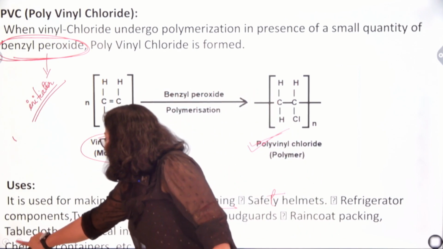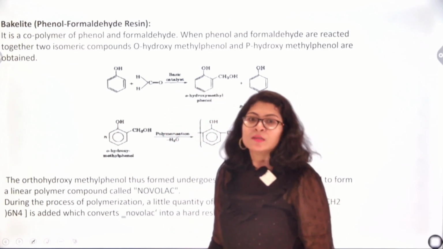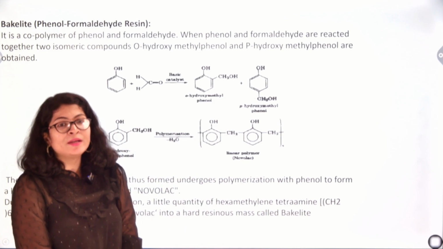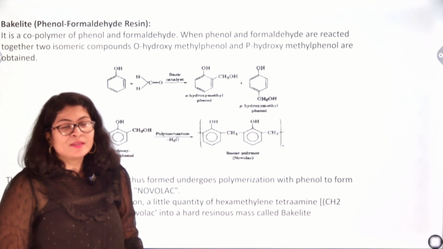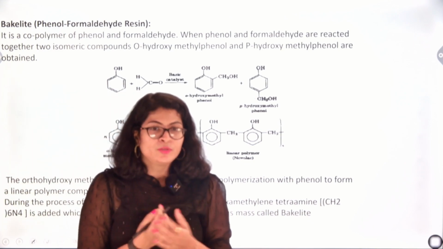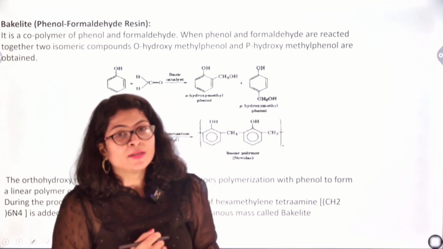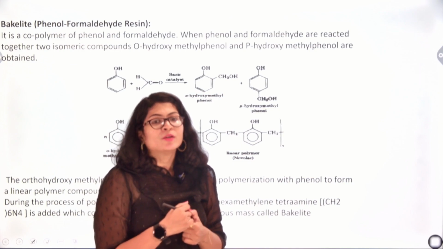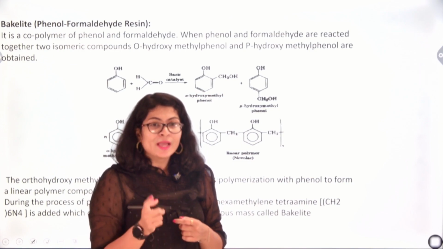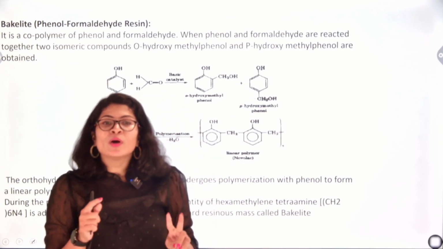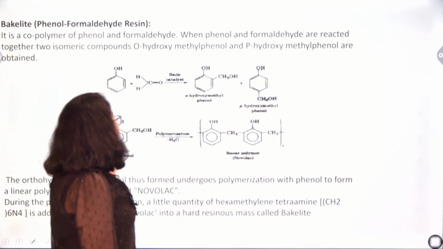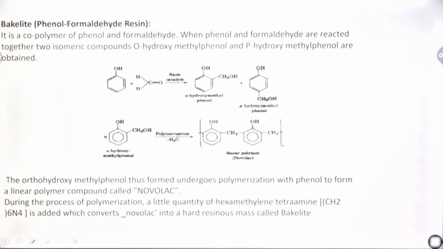Moving on, we have bakelite, and bakelite is otherwise called phenol formaldehyde resin. Basically, resin is a resinous or gummy substance, right? So bakelite is that kind of substance which is formed by phenol and formaldehyde. When phenol and formaldehyde react together, they form two isomers. One is orthohydroxymethylphenol and the other is para-hydroxymethylphenol.